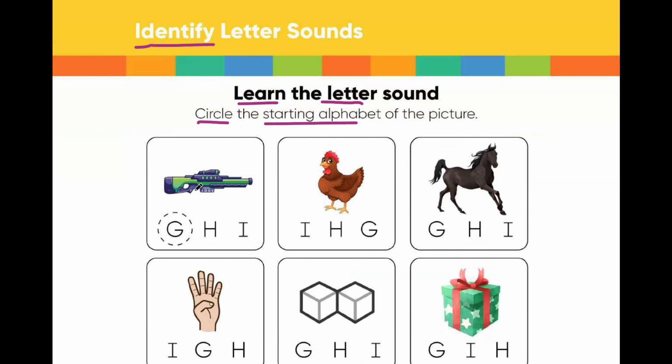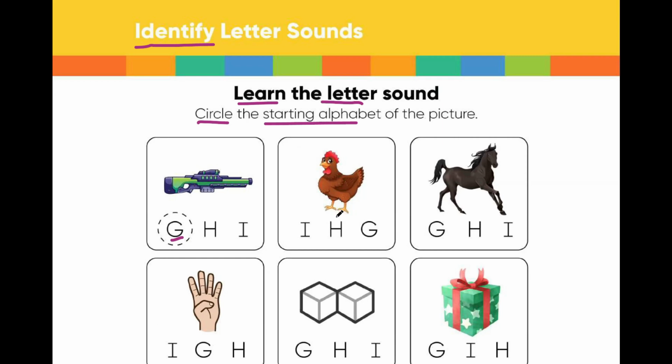Here you can see the picture of a gun, right? And the first alphabet of the word gun is G. That is why if you see below that, only G is circled, not H and not I, and the sound of the letter G is G, G, gun, right? So now let's move towards another picture.